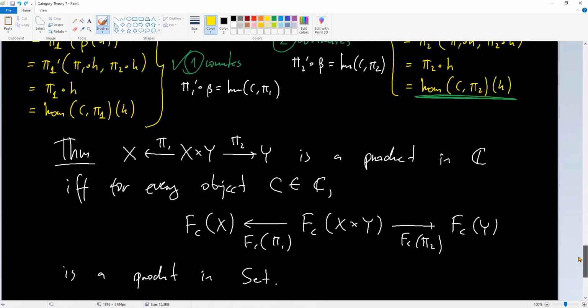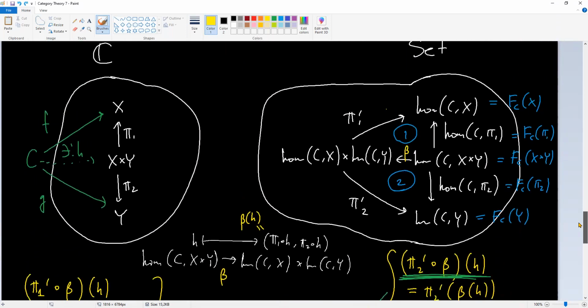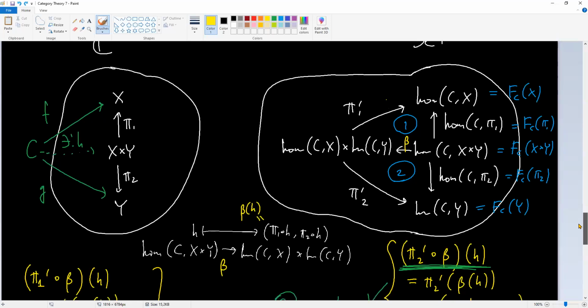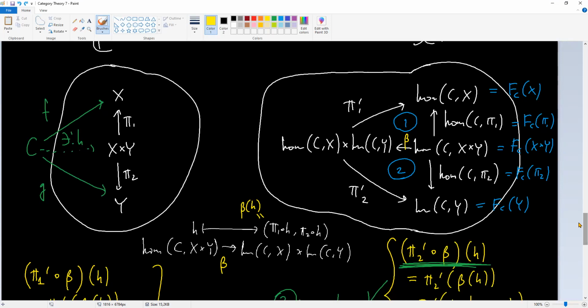So philosophically, it's a very important fact. I didn't quite understand the other direction. So if we take some object C, I get that it will be a product on the right side, but I don't understand the other direction. So if for every C, it's a product on the right side, it will be the same on the left side, or what?